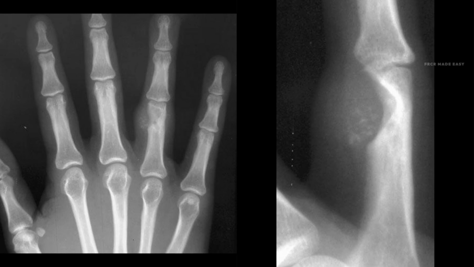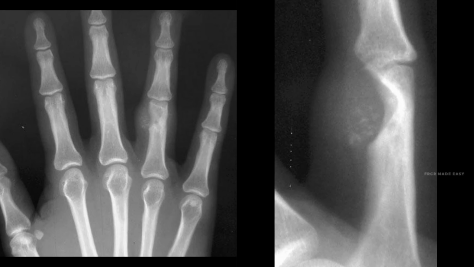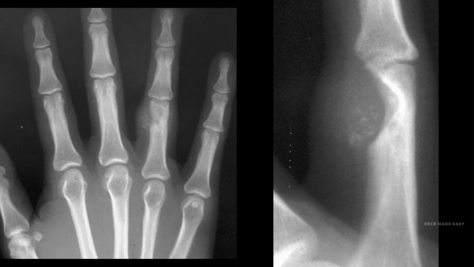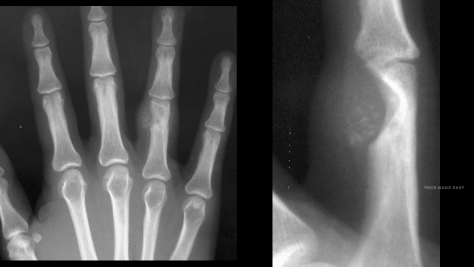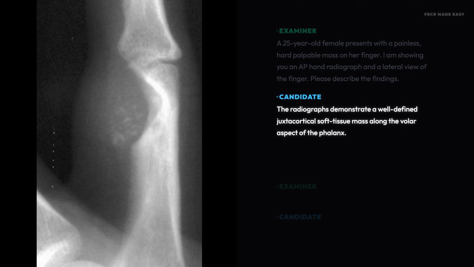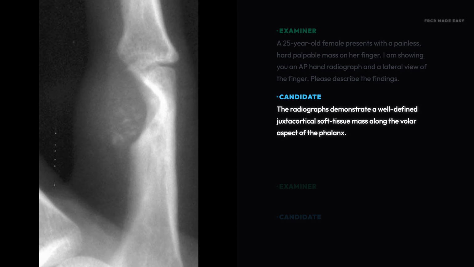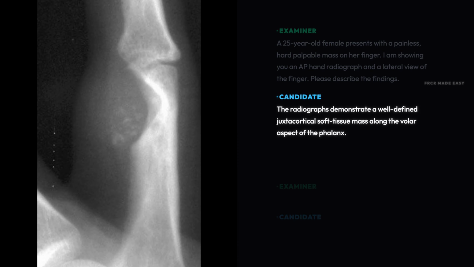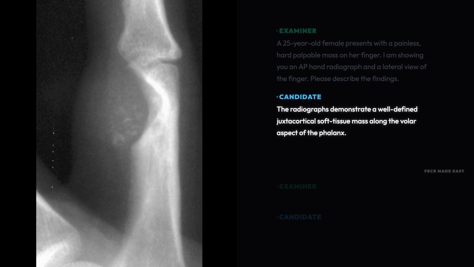A 25-year-old female presents with a painless, hard, palpable mass on her finger. I am showing you an AP hand radiograph and a lateral view of the finger. Please describe the findings. The radiographs demonstrate a well-defined juxtacortical soft tissue mass along the volar aspect of the phalanx.